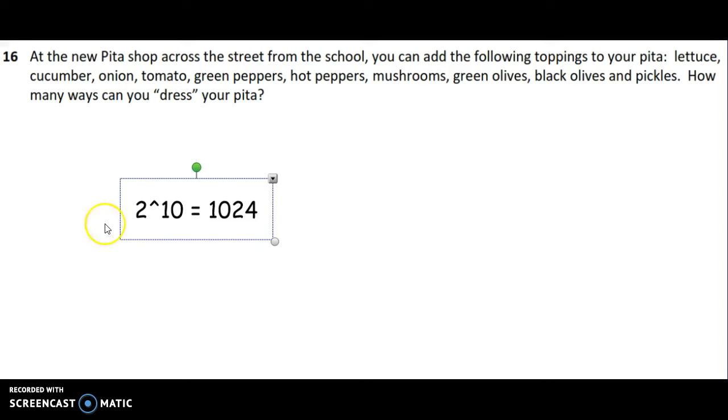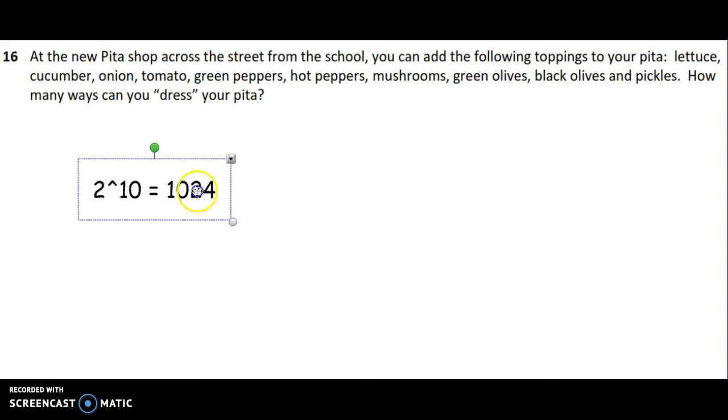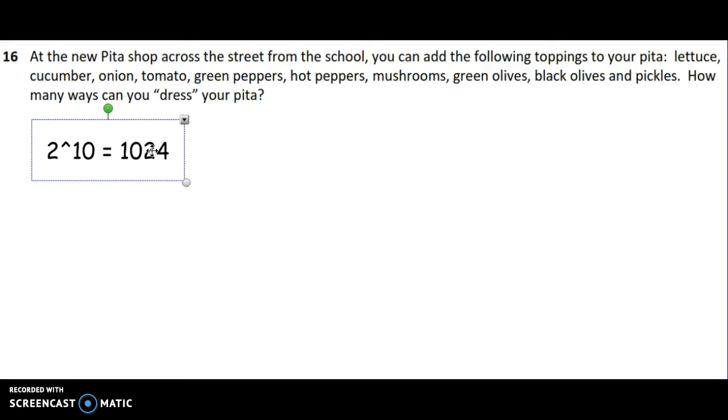Now notice I don't subtract 1 here, because the question assumes that dressing your pita includes the fact that you might decide to have no toppings. So this 1024 includes the option of saying no to everything and just having a plain pita. So that's why the answer is 1024.